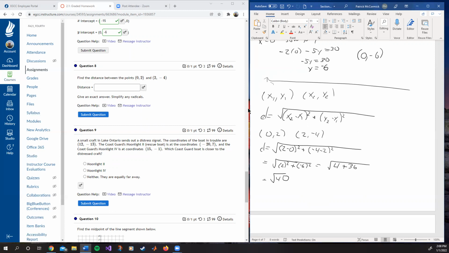Now, notice it says simplify any radicals. Remember, the square root of 40 is equal to the square root of 4 times 10, which is the square root of 4 times the square root of 10, which is 2 times the square root of 10. If you have any questions on that, remember, you have to break this apart into a perfect square. Then you can bust apart the square root. So 2 square roots of 10.